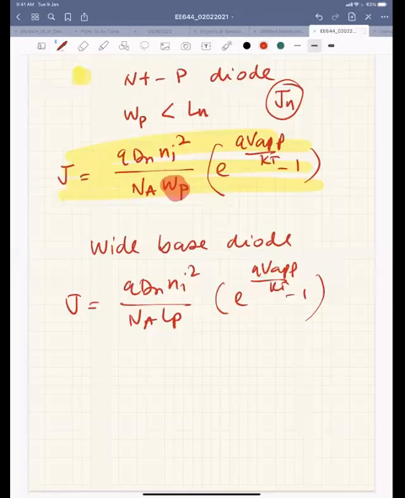So please think now. In the wide base diode, Lp is constant. Lp is a function of doping, and that is constant. You cannot do anything with this. So your current is only dependent on applied voltage. Now in the case of a narrow base diode, your current is dependent on applied voltage as well as Wp. So even if your applied voltage is constant, you could increase current by managing the width of the P region. Previously, it was not possible.